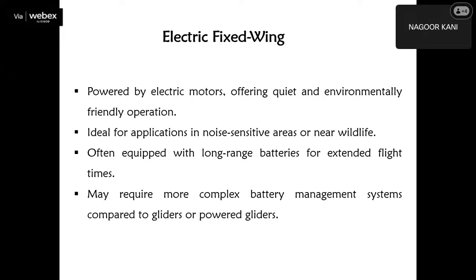Now come to electric fixed wing. They are now popularly used everywhere throughout the world. They are powered by electric and are eco-friendly. Hence, they generate minimal noise, so they are perfect for urban areas, populated areas, wildlife surveillance, forestry mapping, etc. They can take batteries with long endurance, so we can fly more than 2 hours.